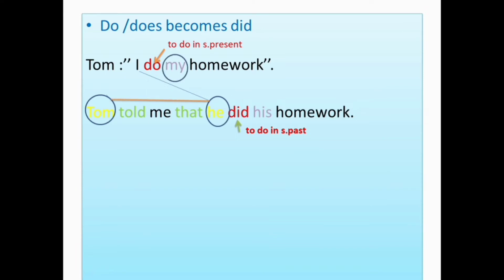Pay attention to this. My homework. Since we have he, it becomes his. If we have a female here, then we put she instead of he, and we put her instead of his.